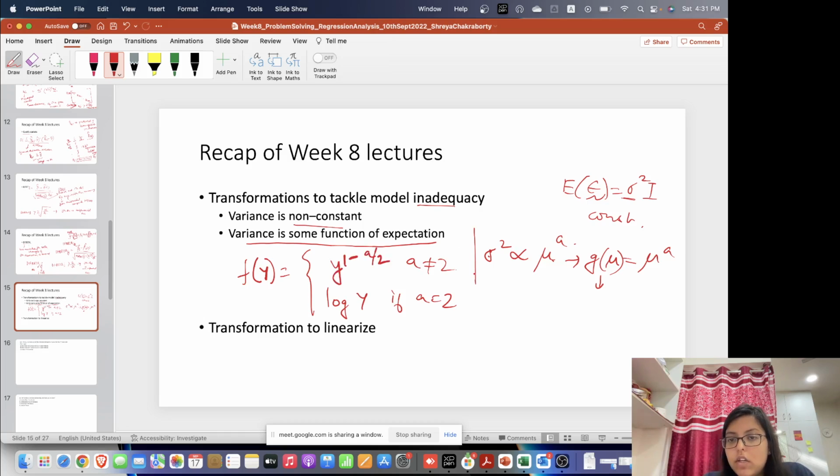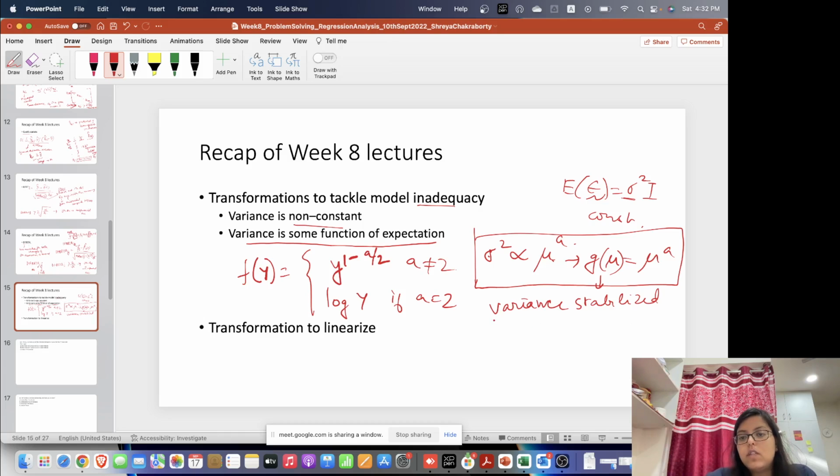So based on the relationship between sigma square and mu, these are some possible transformations which, if we make them, the variance would be stabilized and it would not vary with the expectation or with anything else. So these were the variance stabilizing transformations that we could perform.